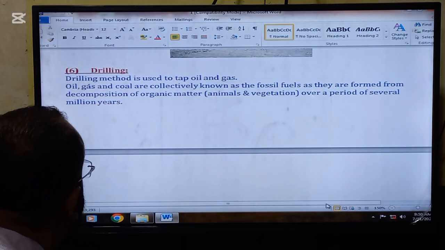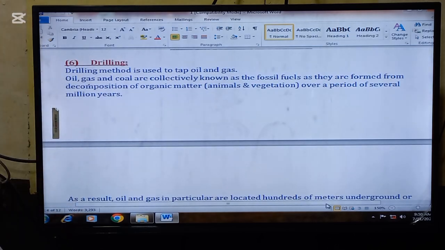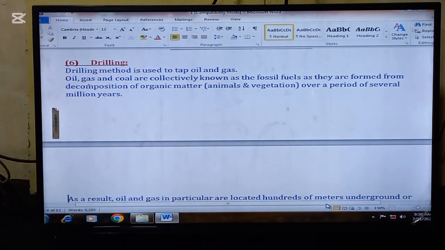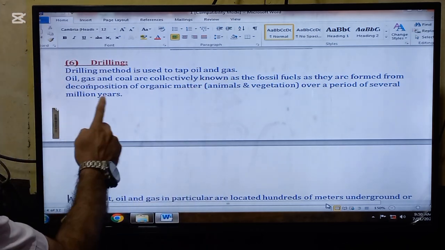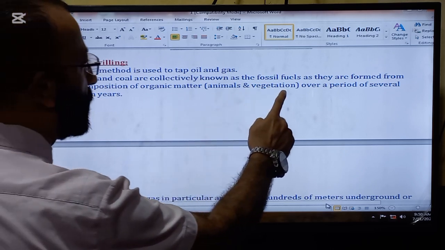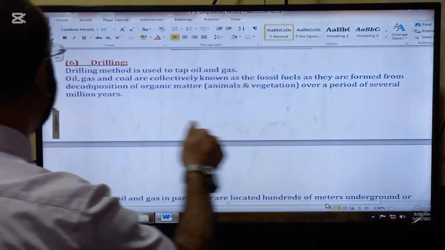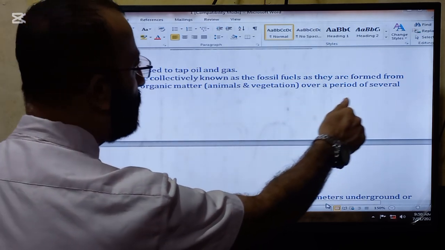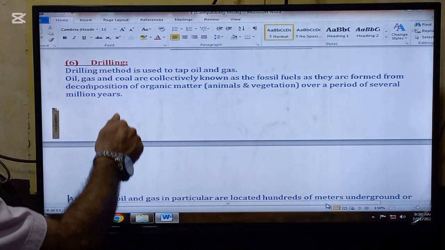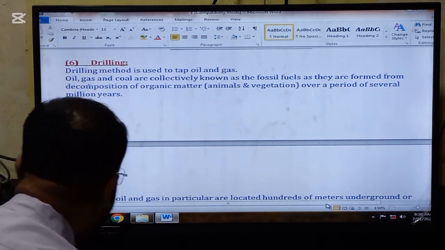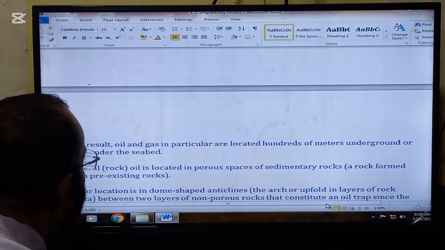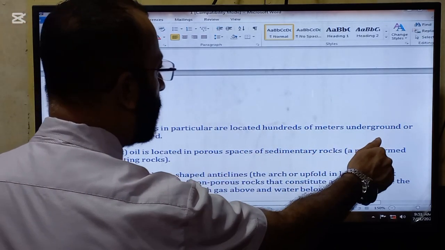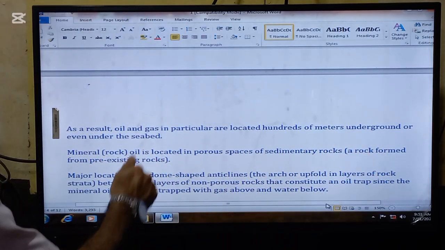The next method of mining is drilling. The drilling method is used to tap oil and gas. Oil, gas and coal are collectively known as the fossil fuels, as they are formed from decomposition of organic matter, that is animals and vegetation, over a period of several million years. As a result, oil and gas in particular are located hundreds of meters underground or even under the seabeds.